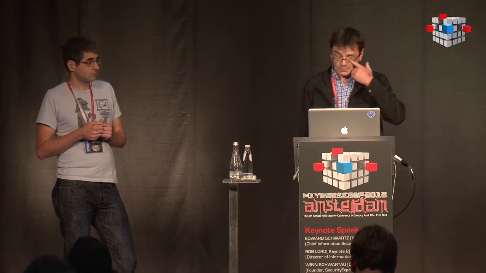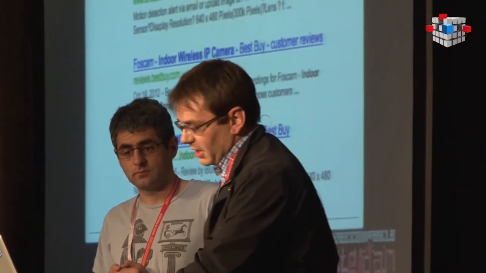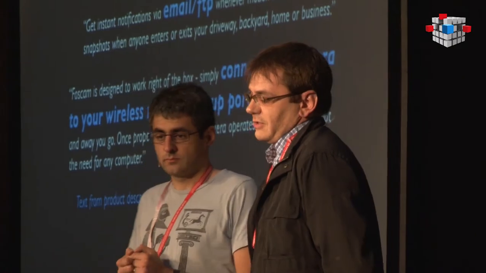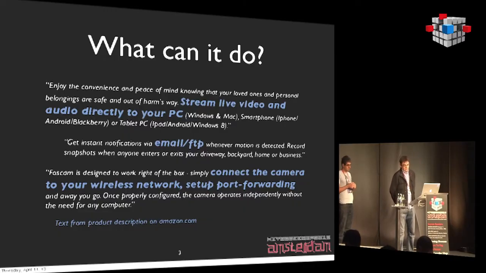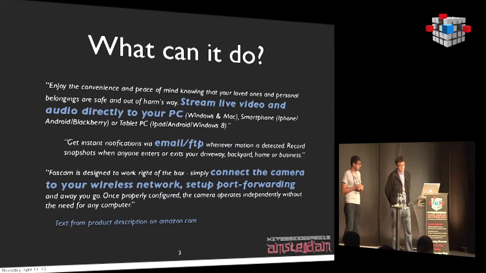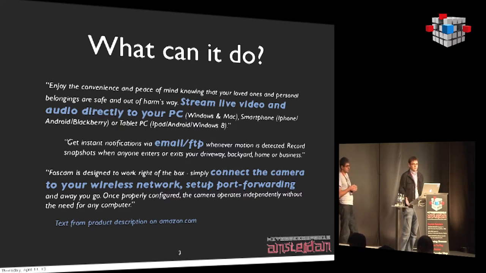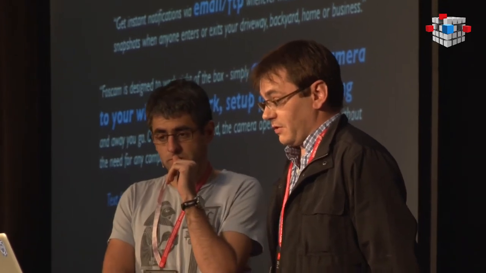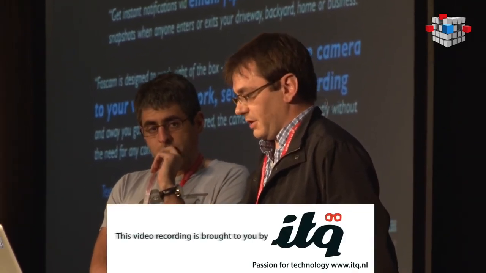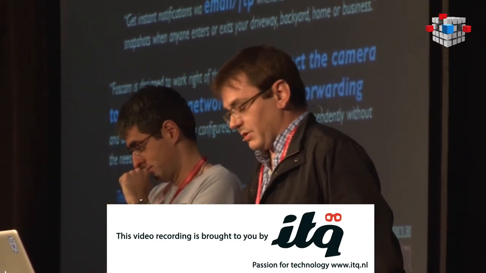And while I was waiting for that camera to be delivered, I looked at Amazon's product page of the camera, and there are already interesting things listed, like it can stream data, it can email and FTP to you, which means it probably stores the credentials, and it'd be interesting to see how they manage that. Plus, they refer to port forwarding as simple to do. So we're really looking forward to getting the camera and starting to play with it.